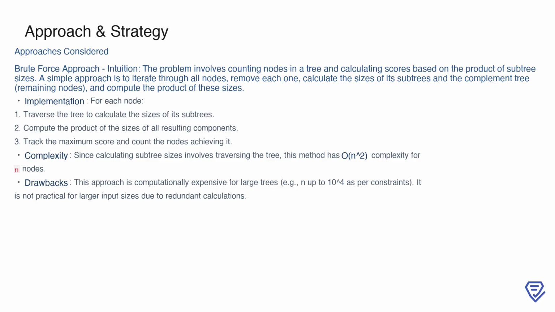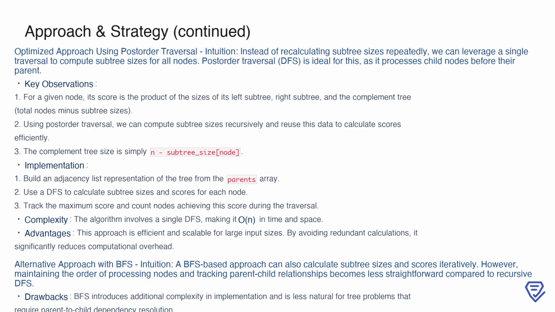efficient solution. A more efficient approach involves using post-order traversal with depth-first search, DFS. The intuition here is to calculate subtree sizes for all nodes in a single traversal, rather than recalculating them repeatedly. Post-order traversal is particularly well suited for this because it processes child nodes before their parent, which aligns perfectly with the need to calculate subtree sizes recursively.